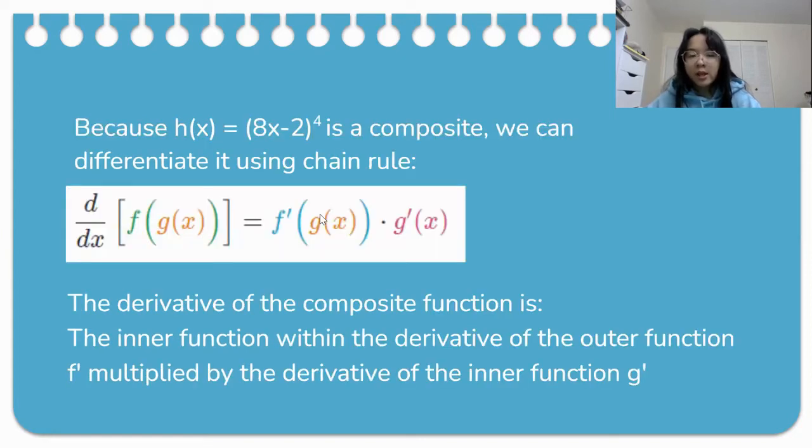Because h of x is equal to 8x minus 2 to the fourth is a composite, we can differentiate it using chain rule. Chain rule basically says the derivative of the composite function is the inner function within the derivative of the outer function, f prime, multiplied by the derivative of the inner function, g prime.